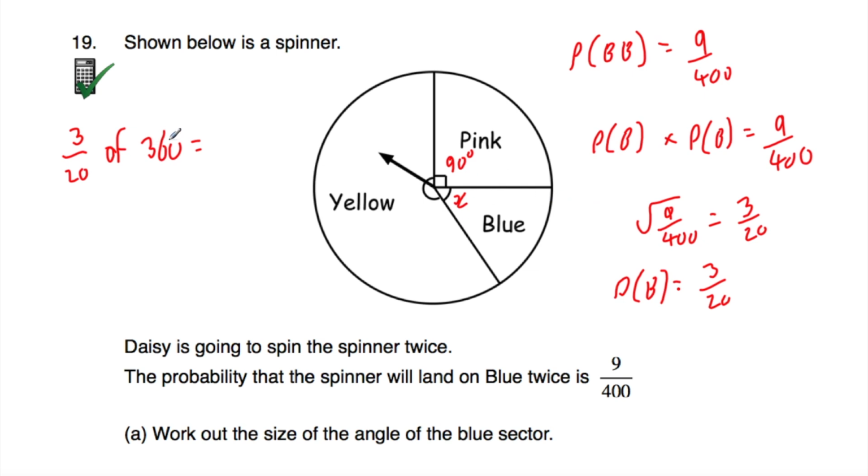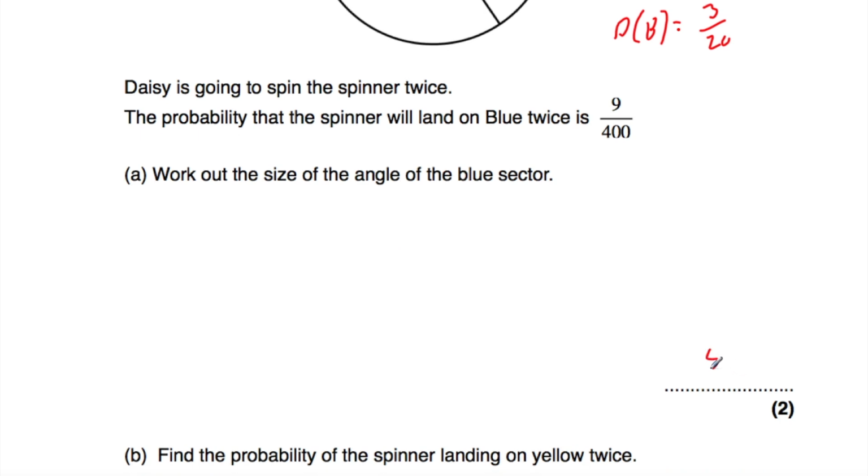So 360 divided by 20 is equal to 18, times by 3 is equal to 54. So that'd be 54. So that means that this angle is 54 degrees. So the angle of the blue sector is 54 degrees.